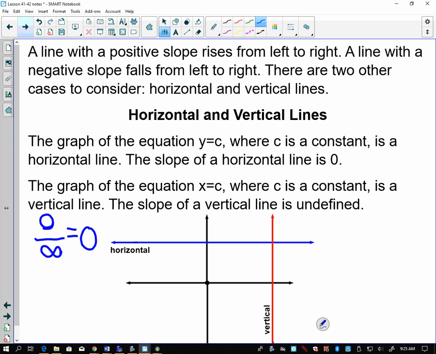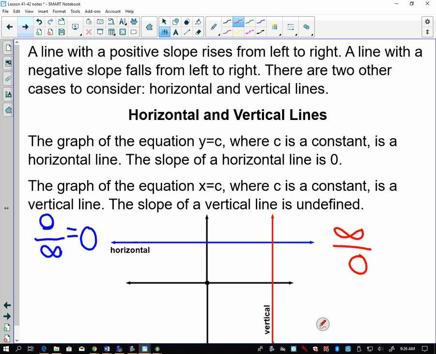So the graph of the equation x equals c, where c is a constant, is a vertical line. The slope of a vertical line is undefined. Here's why. Notice if you look at a vertical line, it goes up for, let's say, infinity, right? But that vertical line, is it going to the left or to the right? No. We would say 0, right? What's anything? Pick any number, plug it in, and hit divide by 0.